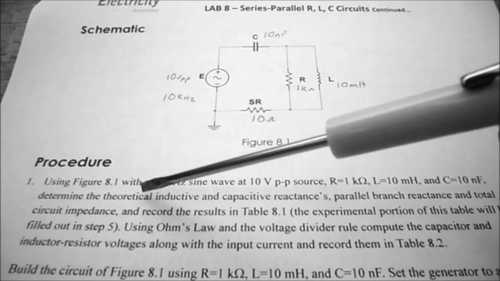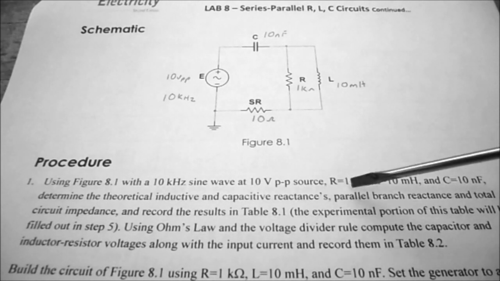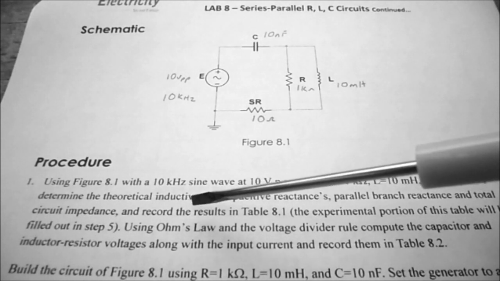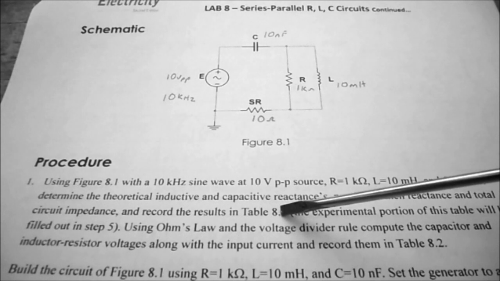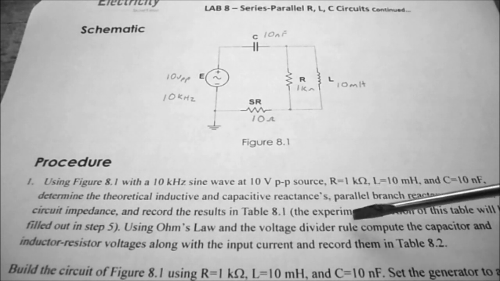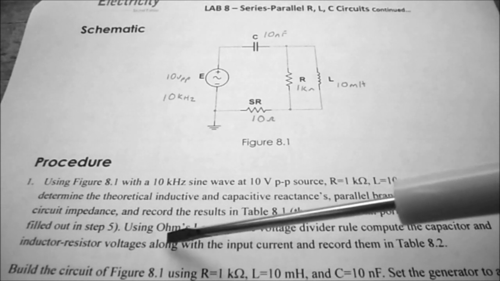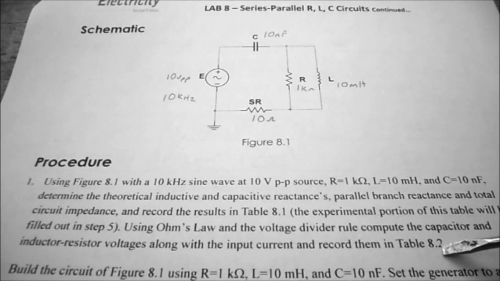So we need to determine the theoretical inductive and capacitive reactances, parallel branch reactance, and total circuit impedance, and record these results in table 8.1. We're then going to use Ohm's law and the voltage divider rule to compute the capacitor and inductor resistor voltages along with the input current and record them in table 8.2.